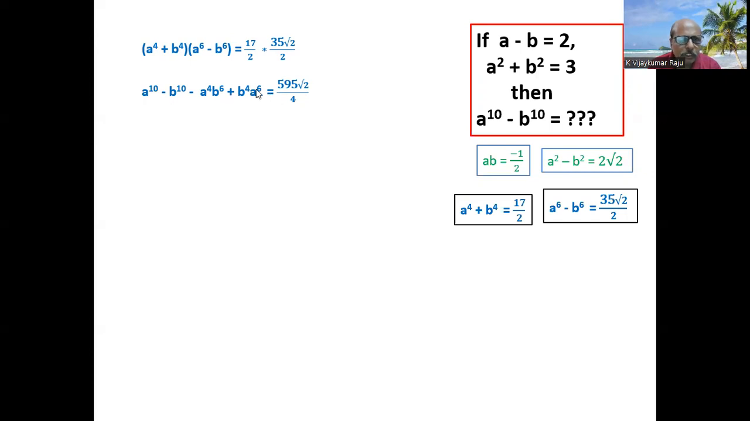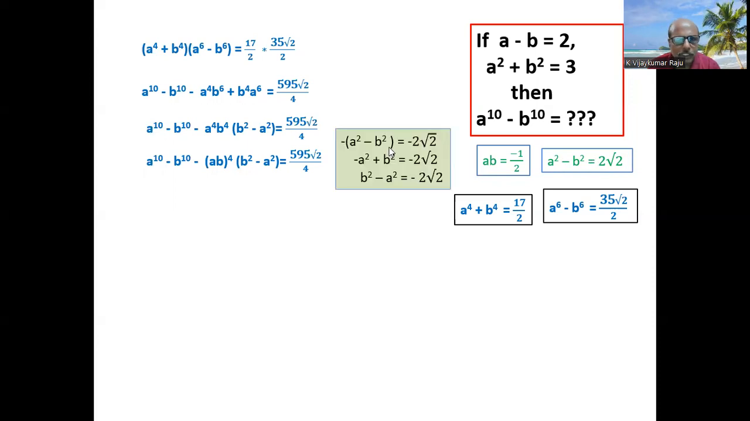Now, these two terms, we can take out a⁴b⁴ common. If you take it out, what is left? b² minus a². So this could be written as (ab)⁴ times (b² − a²). Now the value here is b² minus a². But what do we know? We know a² minus b². So let us take this and take the negative of both sides.